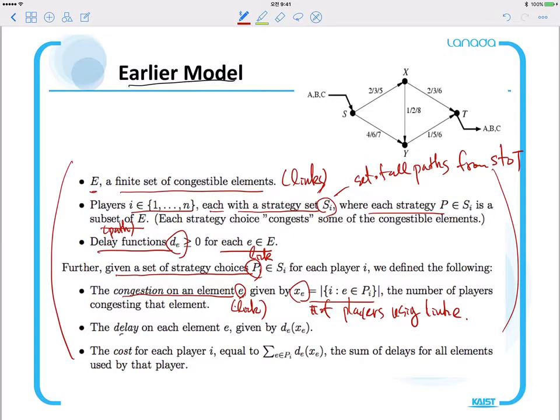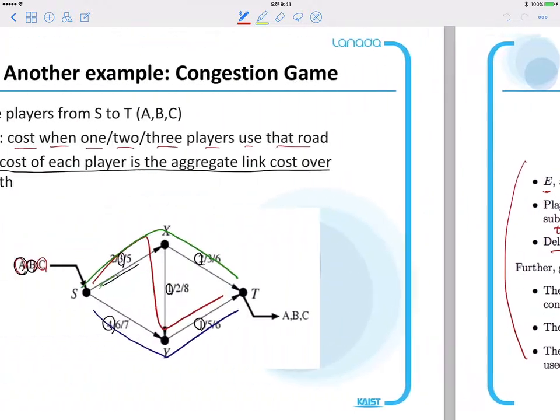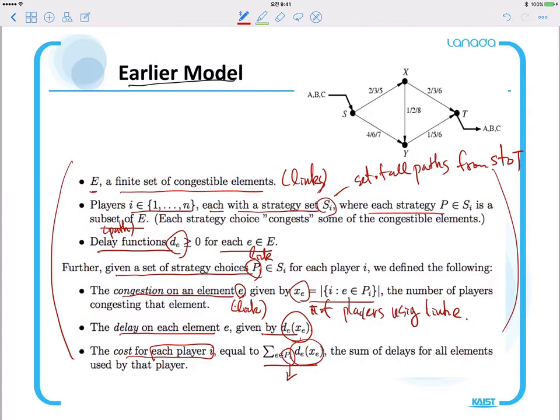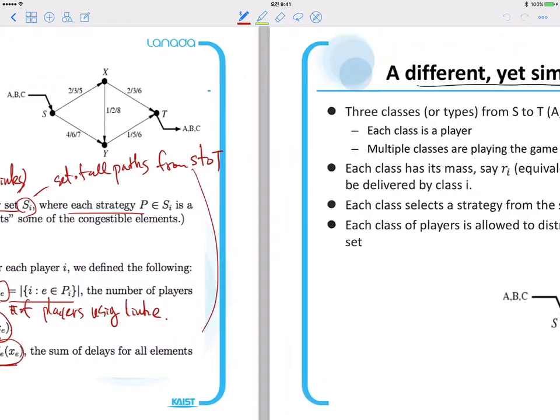Okay, and the delay on each element is given by d_e, some function which may depend on the link and the number of people who are using this link. And the cost for each player i is the summation of the delays over its path, or strategy. And that's what we have looked at in the earlier case, right? I'm just giving you a reminder of our earlier game. So I guess everybody's clear about that.